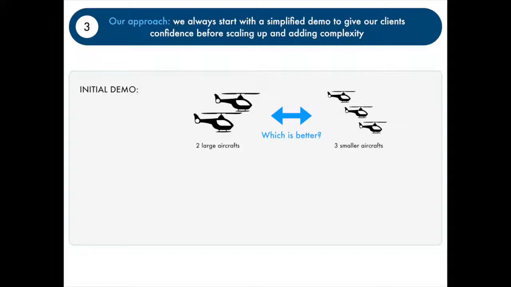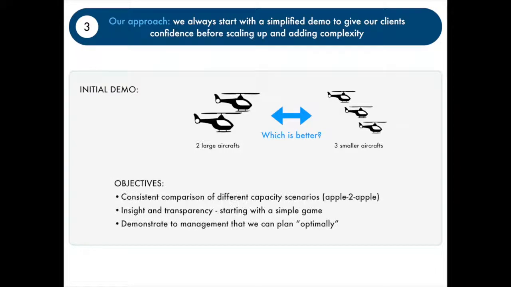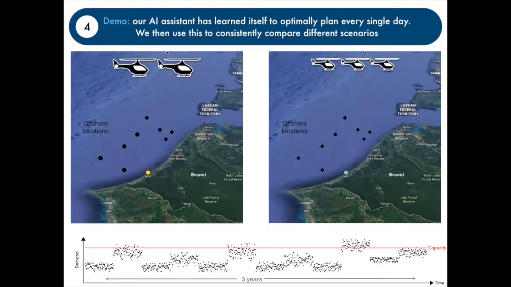In this case, we used a comparison of 2 large aircrafts versus 3 smaller ones. The objectives of the demo were to show that we can use our game AI approach to consistently compare different scenarios, to give us insight before adding more complexity, and to demonstrate to the client's management that optimally planning is possible. As an example, take a single day from the 3-year demand forecast.